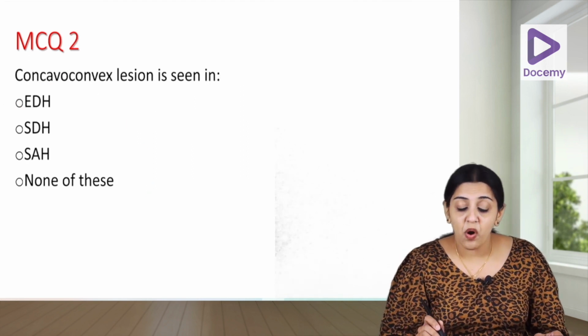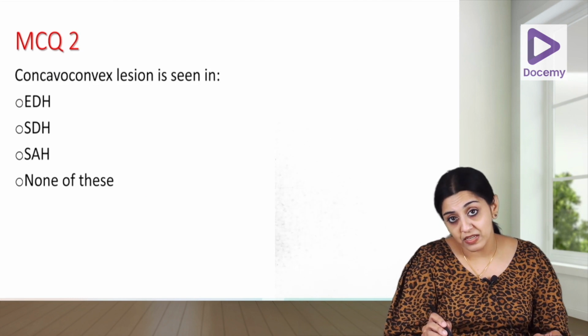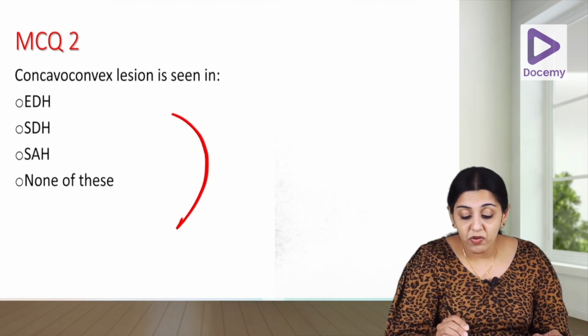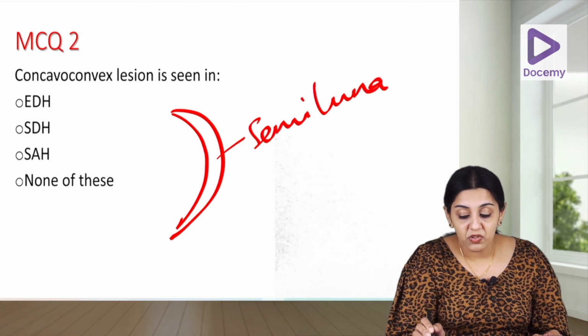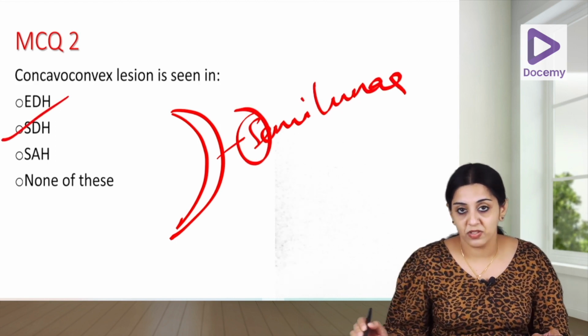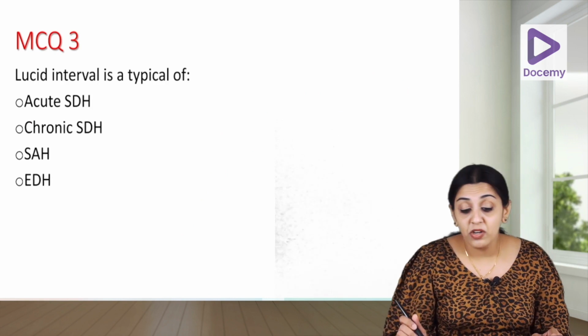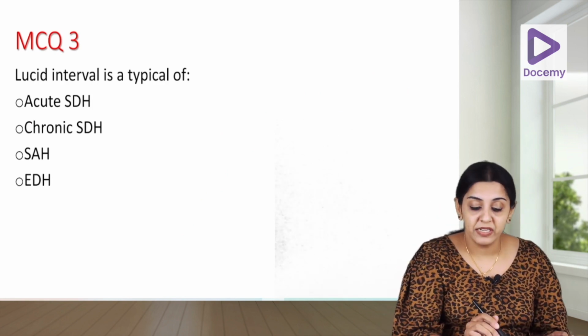MCQ number 2, concavo-convex lesions. Concavo-convex lesions are typically semi-lunar, so S for SDH. Next, lucid interval is typical of EDH.